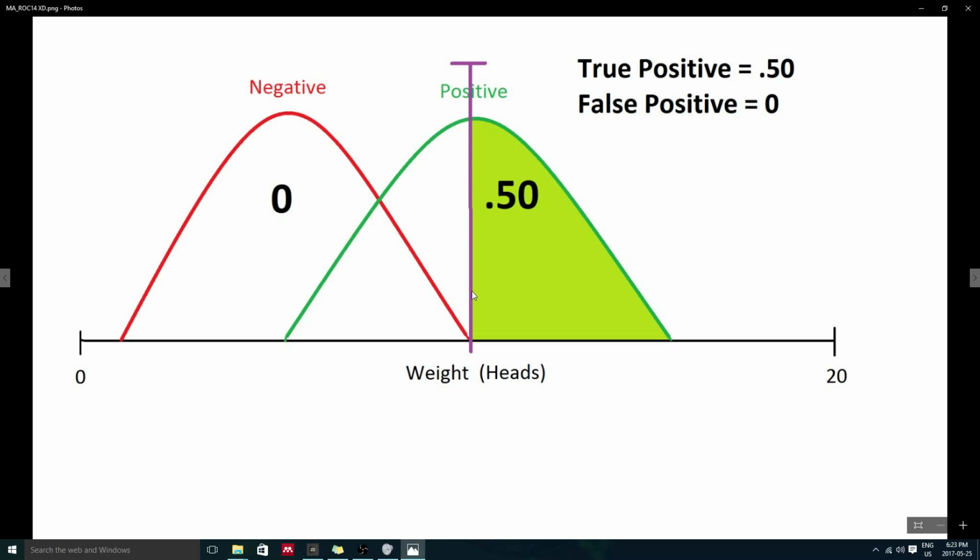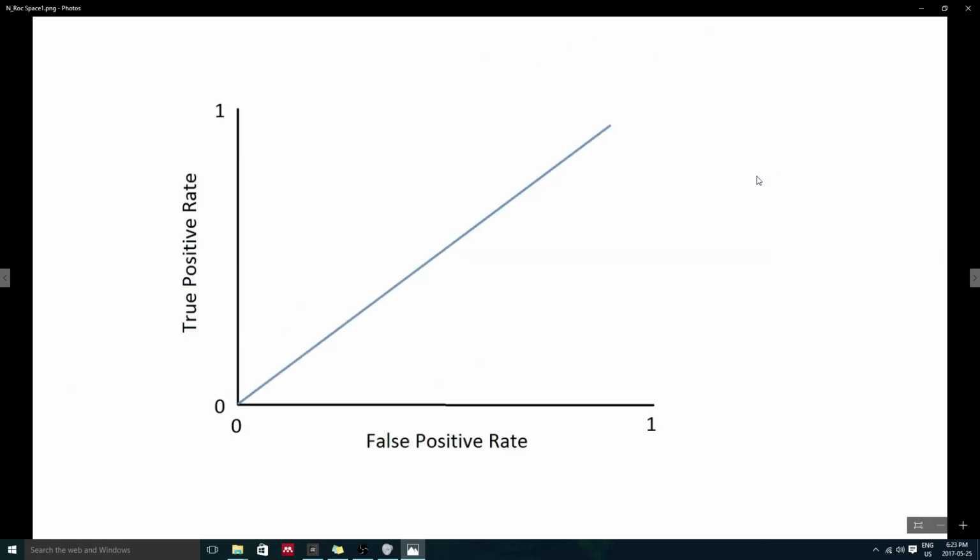Now, if you think about how these two values behave as a function of each other, we can plot their relationship using a simple dot plot. To illustrate this, I will now present the receiver operator characteristic graph. On the y-axis we have the true positive rate, while on the x-axis we have the false positive rate.